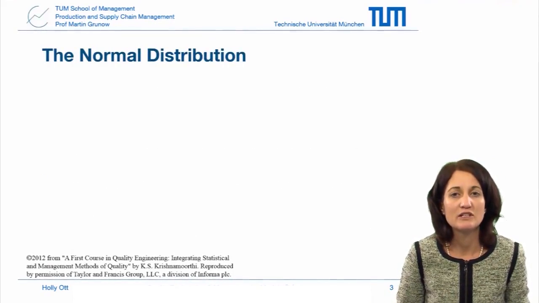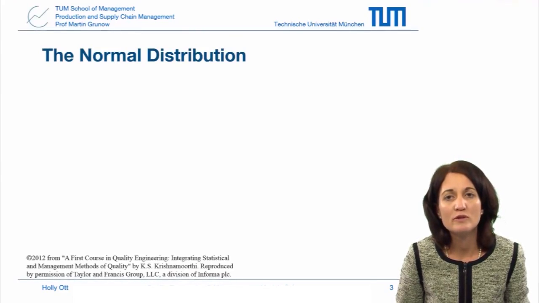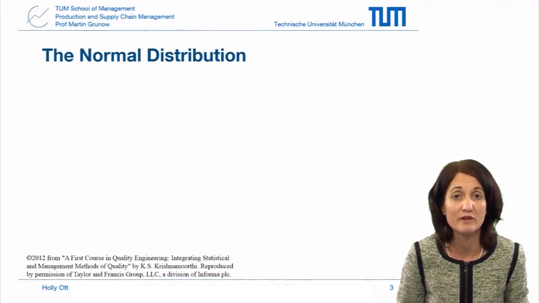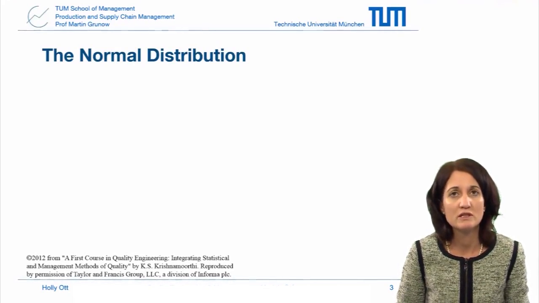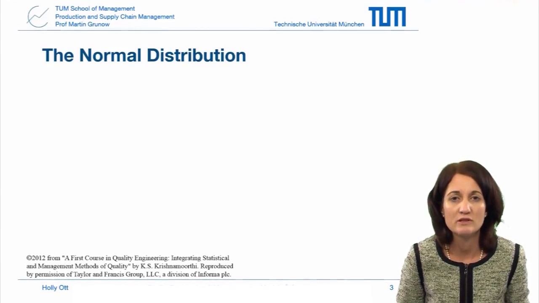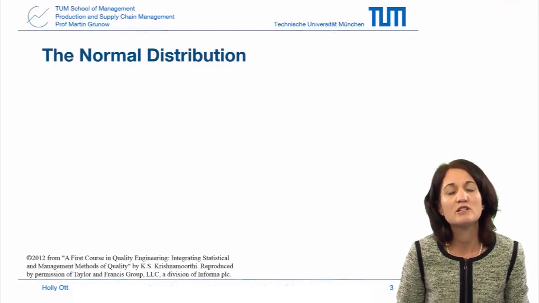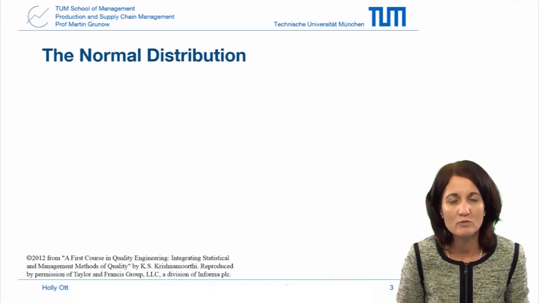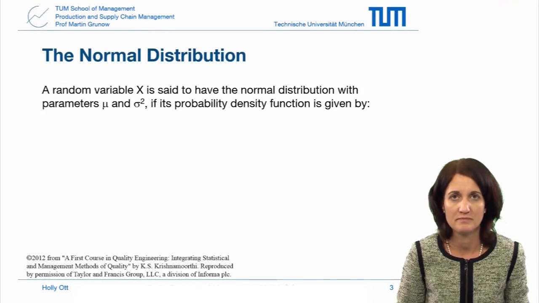In the last session, we described the binomial and the Poisson distributions, both of which are for discrete random variables. We also introduced continuous distributions, such as the uniform and the exponential distribution. And in this section, we'll look further at the very useful normal distribution.